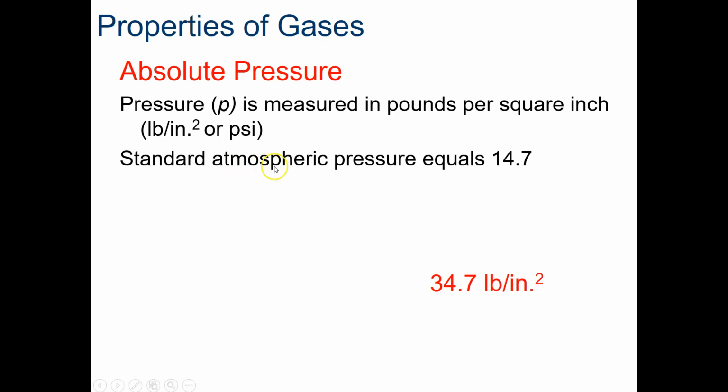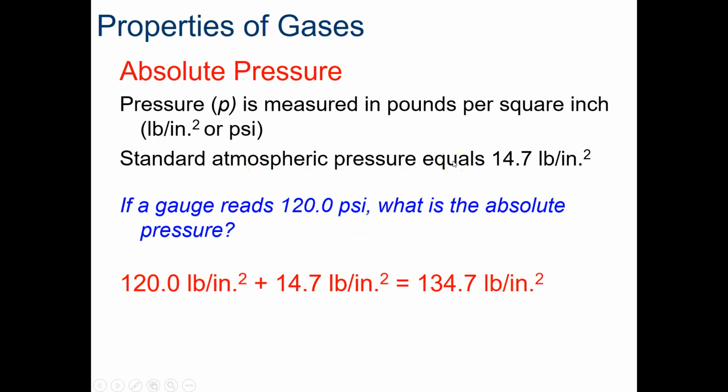So here's an example. A standard atmospheric pressure equals 14.7 PSI, so pounds per square inch. If the gauge reads 120 PSI, the absolute pressure would be 134.7. So we want to take what the gauge is saying, 120 PSI, plus the 14.7 atmospheric pressure. And that would give us a total absolute pressure of 134.7. So make sure that you know that for atmospheric pressure, you need to add in that 14.7 to get that absolute pressure for your calculations.